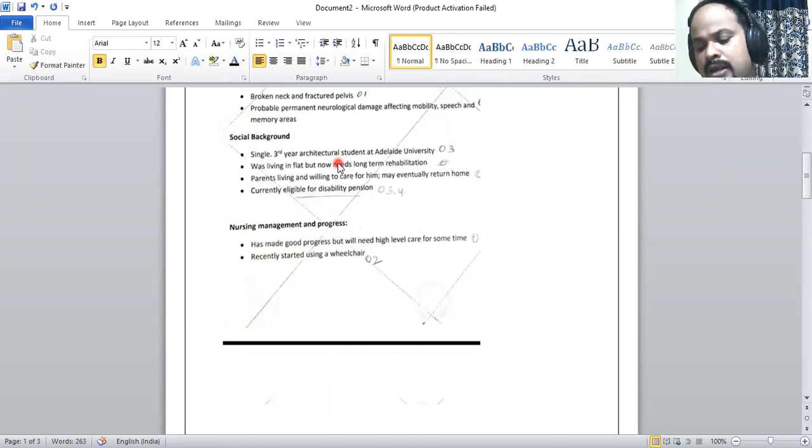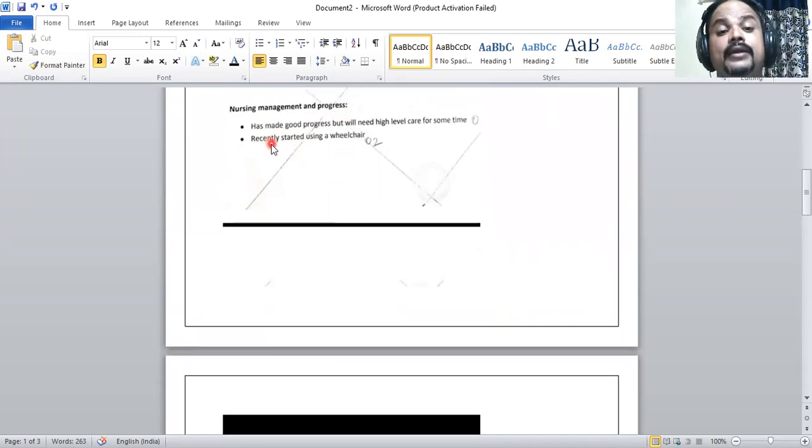While he was a student, he was living in a flat. Right now, he cannot live in a flat. He needs rehabilitation. The patient's parents are alive and they are willing to care for him, so they may take him to their own home. Now he is eligible for a disability pension too. So all these things are important here.